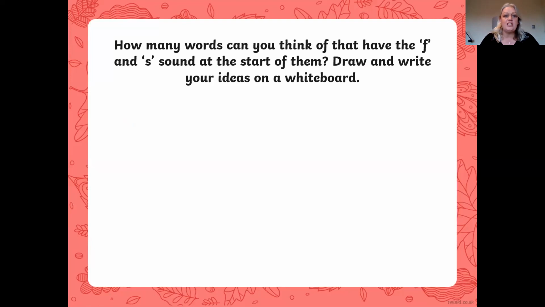So let's start. First of all, how many words can you think of that have an f or s sound at the start of them? So like fish. So write some down on a whiteboard or a piece of paper if you've got them. Pause the video and think of as many words as you can with an f or s sound at the start of the word.